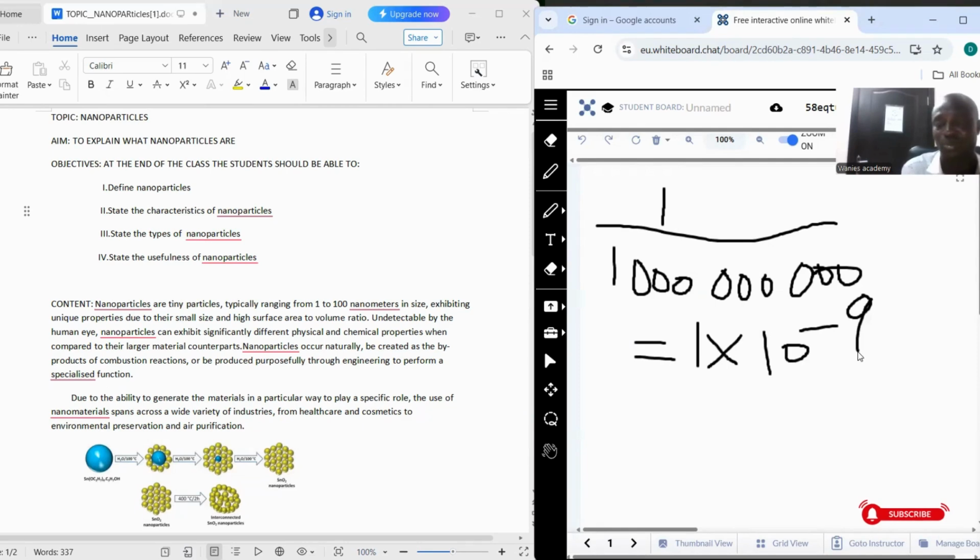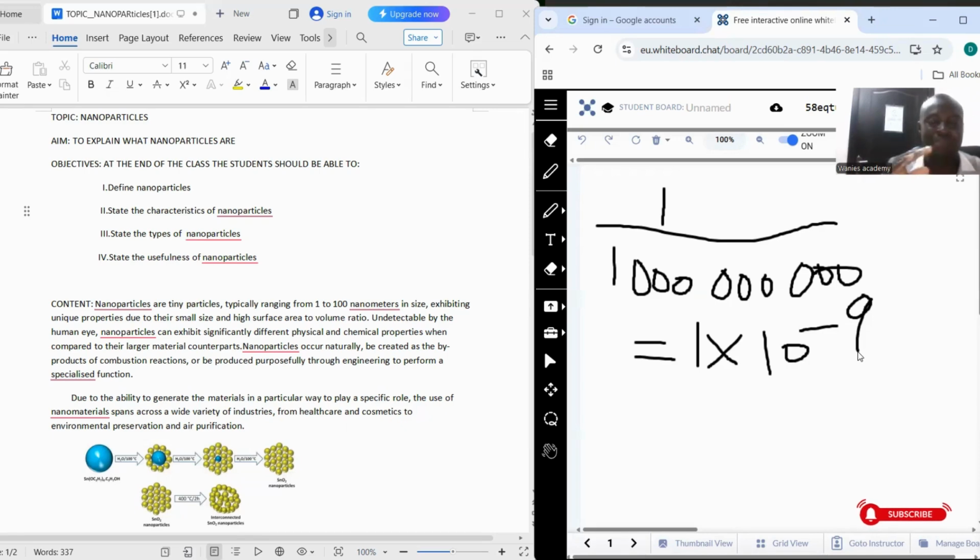These particles are known to have unique properties, and they have a very large surface area in comparison to their volume. Now, usually, because of this extremely small size, they cannot be detected by the human eye. So you can't see them with your naked eyes.